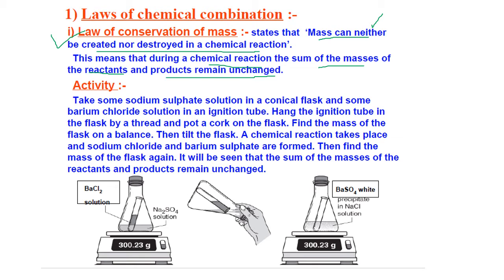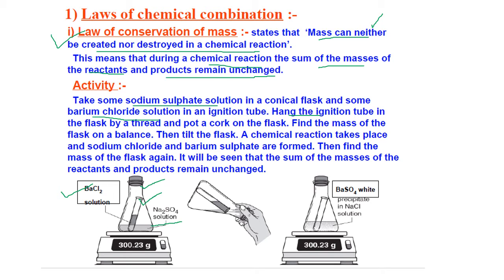For example, they have taken sodium sulfate solution in a conical flask. This is the conical flask in which they have taken the sodium sulfate solution, and some barium chloride solution in an ignition tube. Inside this there is an ignition tube, and inside it contains the barium chloride. But the barium chloride tube is hung.